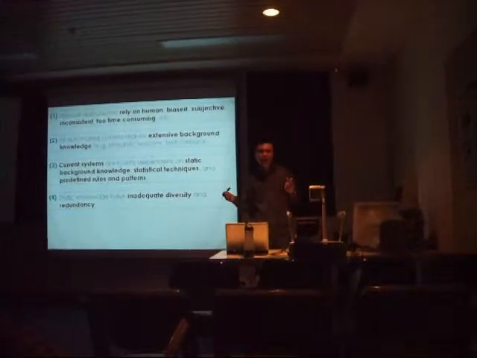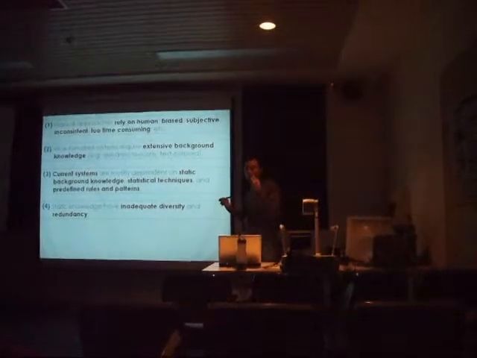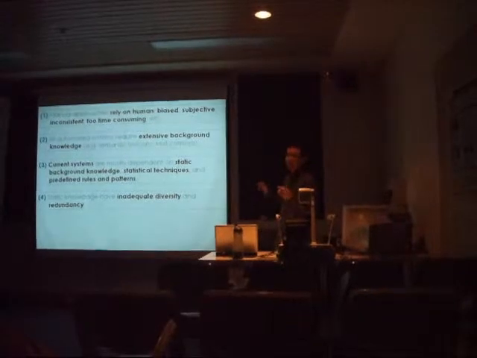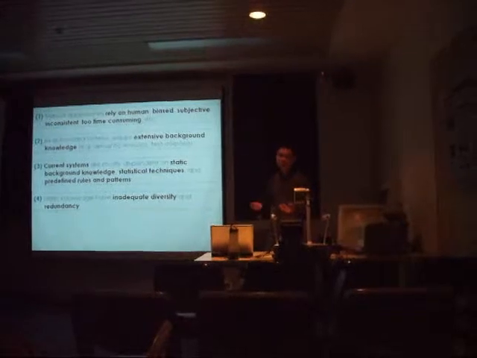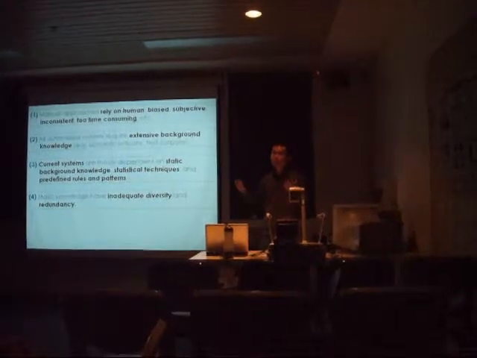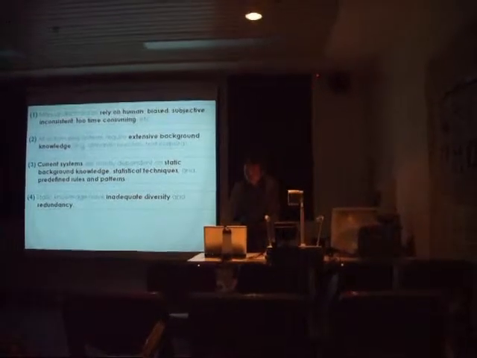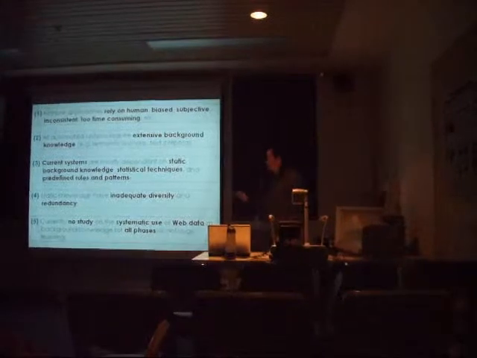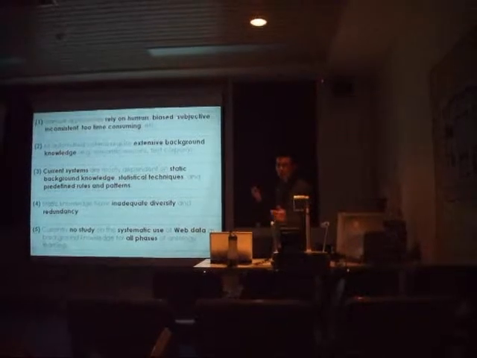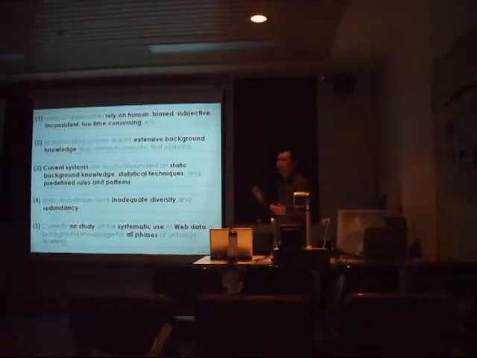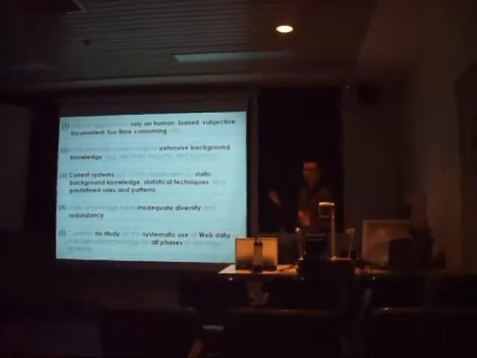Another example, the general semantic lexicon WordNet. Such a static resource is also unable to deal with, let's say, the processing of medical text that contains phrases like myocardial infarction, which is essentially the medical term for heart attack. The fifth problem. Currently, there is no study on the systematic use of dynamic web data as background knowledge to overcome the problem of static data for all phases of ontology learning.